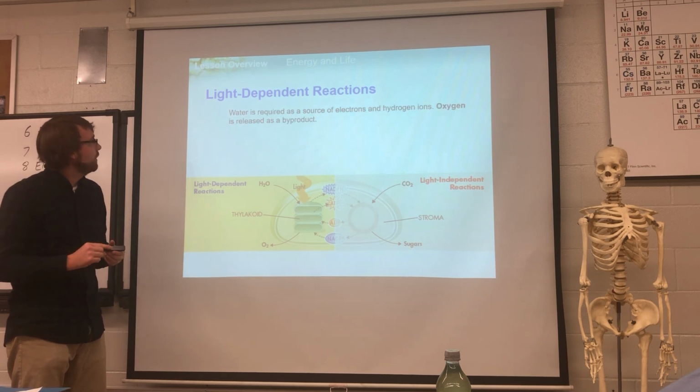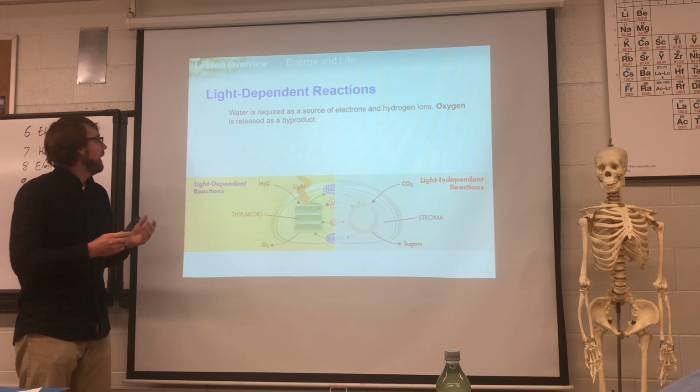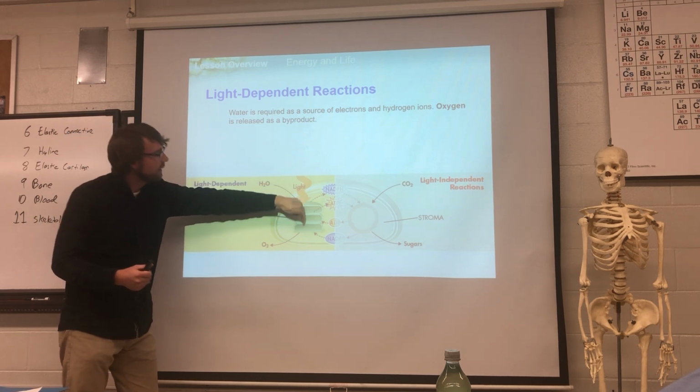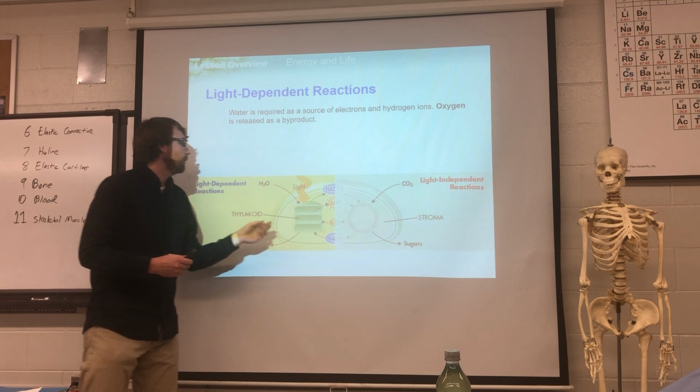So water is required as a source of electrons and hydrogen ions. Oxygen is released as a byproduct. So we have water going in, oxygen going out. Hydrogen ions are also getting transferred.